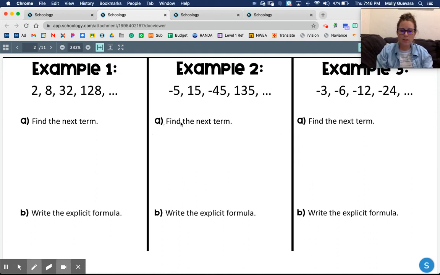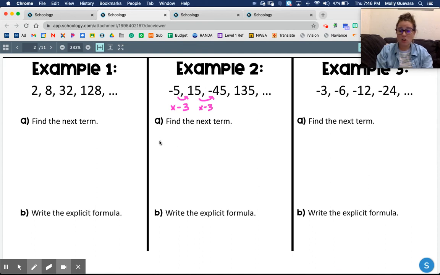Okay, hopefully you gave this a try. So let's look here. To go from -5 to 15, notice it's going negative, positive, and that's kind of confusing. So to go from -5 to 15, I could add 20, but that doesn't get me to -45. So I also can multiply by -3. -5 times -3 is 15. 15 times -3 gets me -45. So my r here is -3.